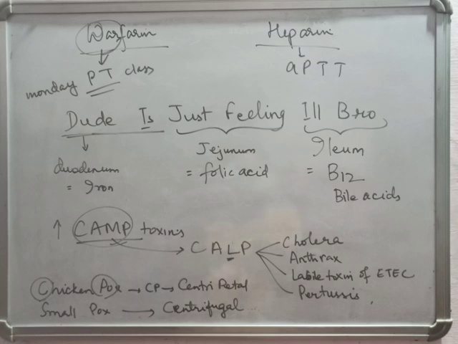Next we will learn toxins which work by increasing cAMP, cyclic adenosine monophosphate. So cAMP, let us do a bit of cheating and convert it into CALP. CAMP becomes scalp. C for cholera, A is anthrax, L is labile toxin of ETEC, enterotoxigenic E. coli. Then P is pertussis. If labile toxin of ETEC works by cAMP, then there is also a stable toxin of ETEC. So that works by which mechanism? The stable toxin of ETEC works by cGMP. If this is cAMP, then the stable one is cGMP.